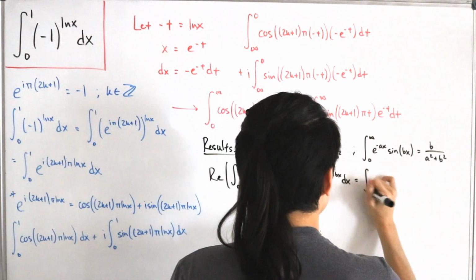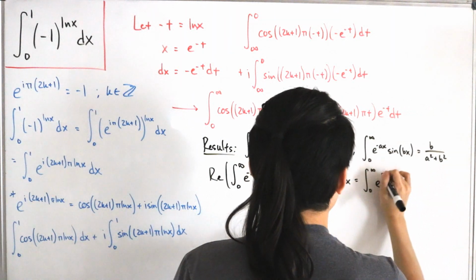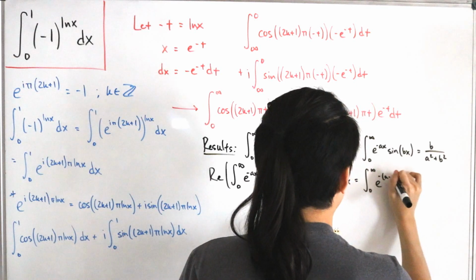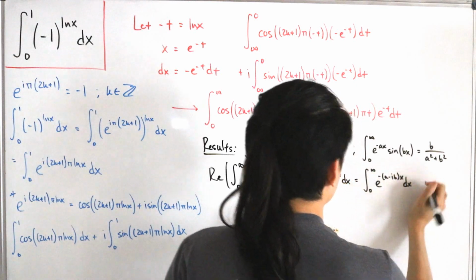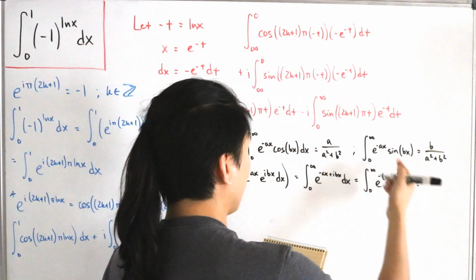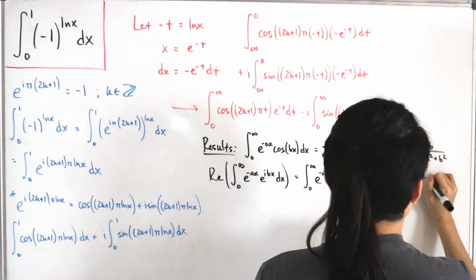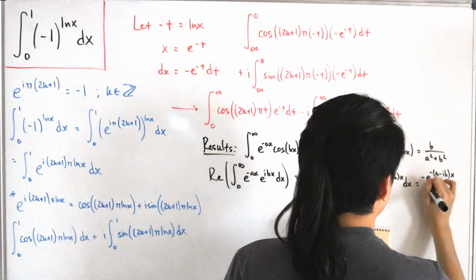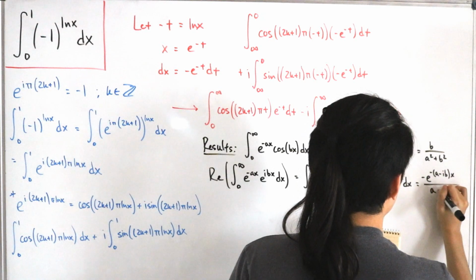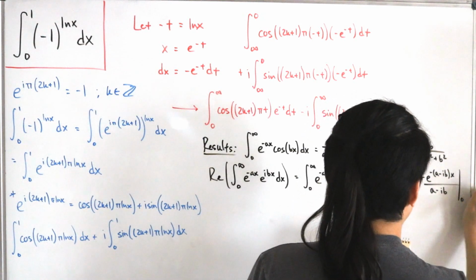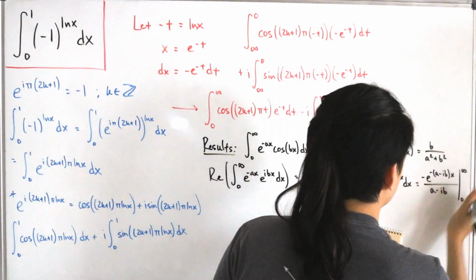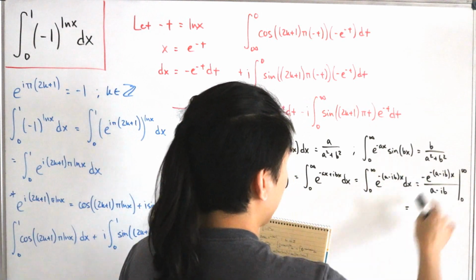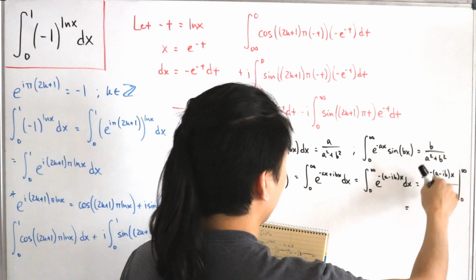Then we can factor this out. So from 0 to infinity, for the exponent we have negative a, and then subtract i times b, then x, dx. Simply, we can use substitution. It is very simple to see that we have negative e to the negative a minus i times b, then x, divided by a minus i times b. Then evaluate this from 0 to infinity. If we plug in infinity, this is going to be 0, and if we plug in 0, this is going to be 1.